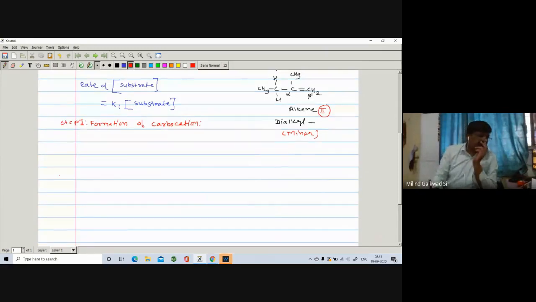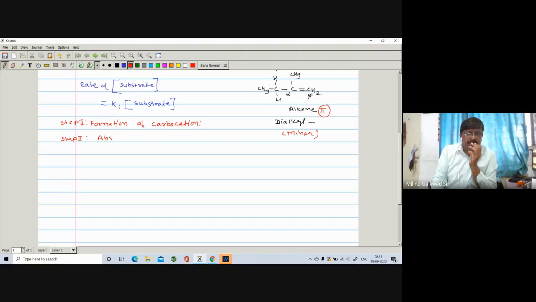So you can take another example and write the same mechanism. And the second step is abstraction of proton, or formation of alkene. So it is a two-step process.